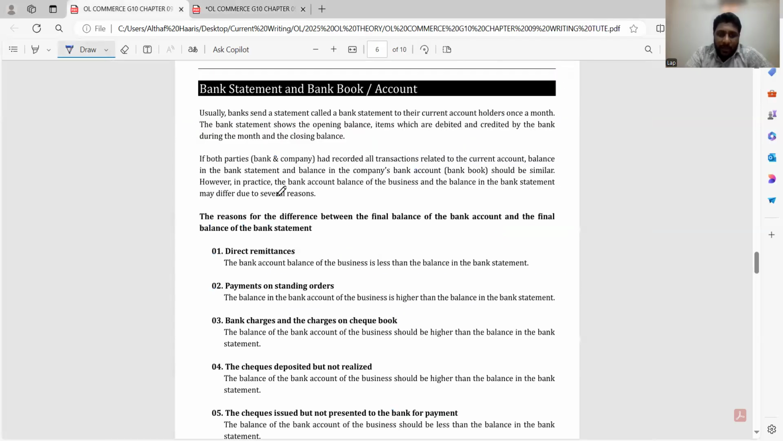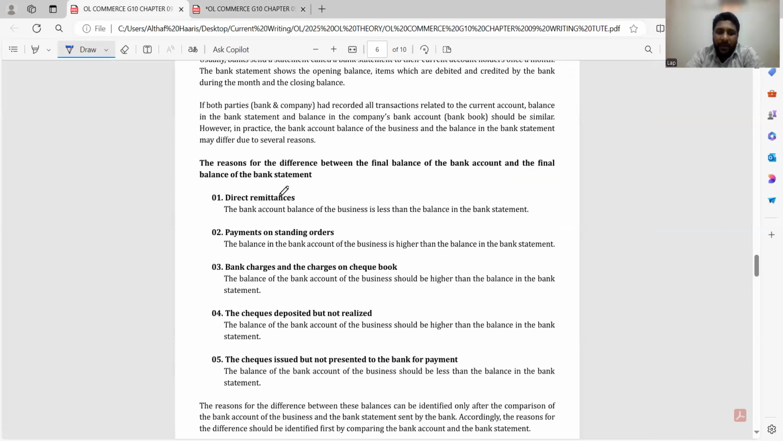Now let's get into the Tute, people. Here I have given you a few reasons, so we will go through these reasons when we are doing questions. I'll just give you an overview, okay? The reasons for the difference between the final balances of the bank account as per our accountant and as per the bank statement. First one is, people, direct remittance.